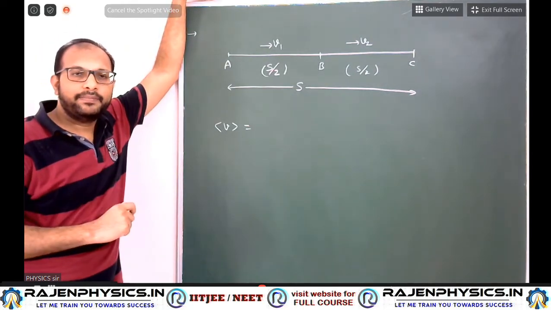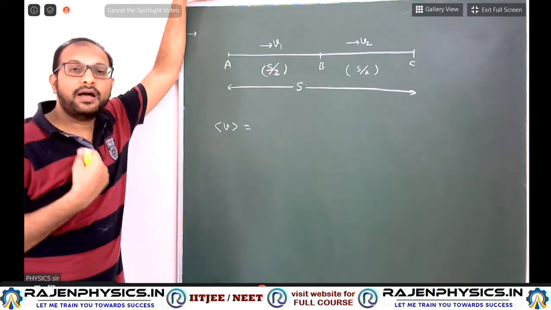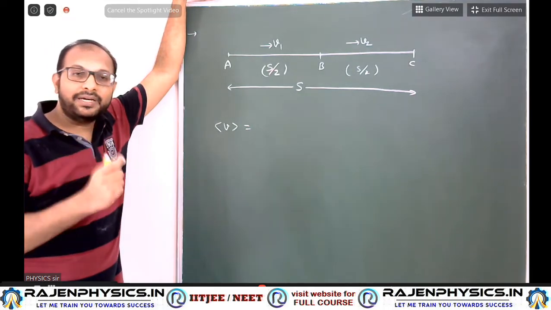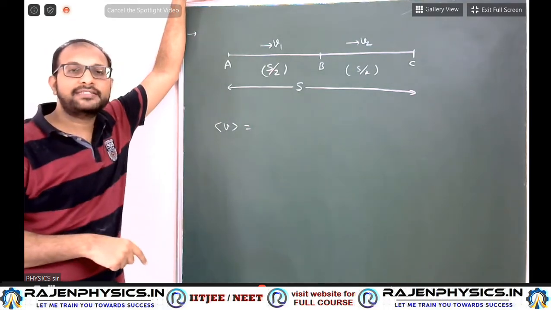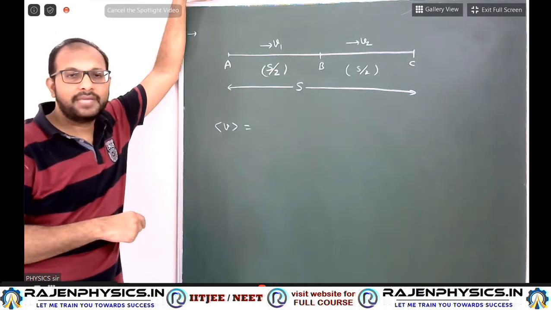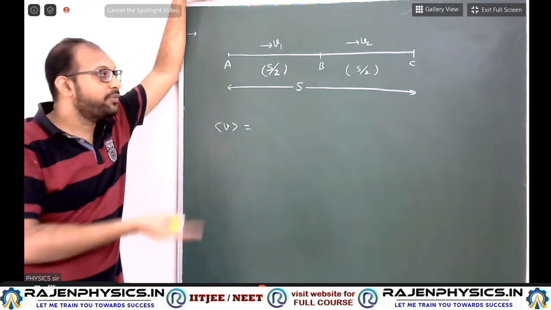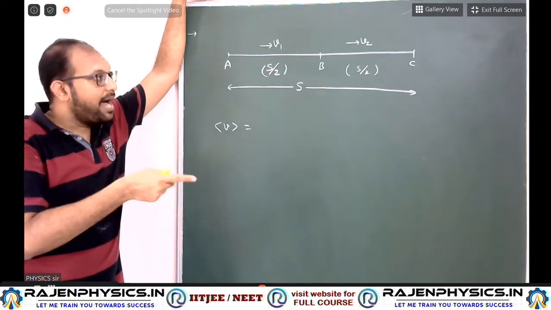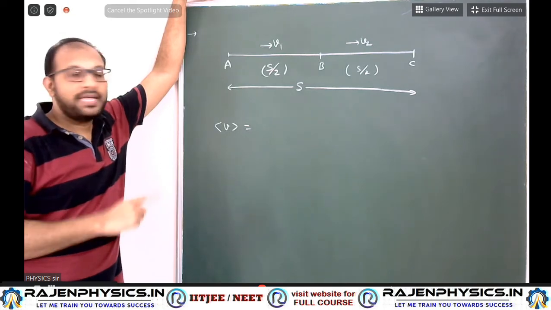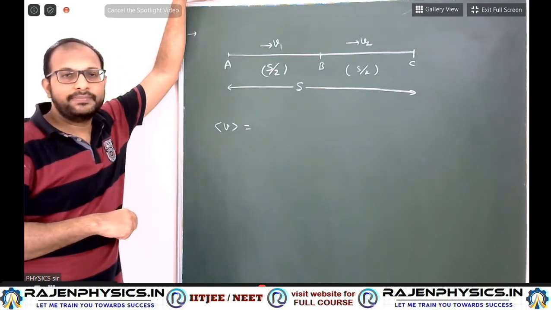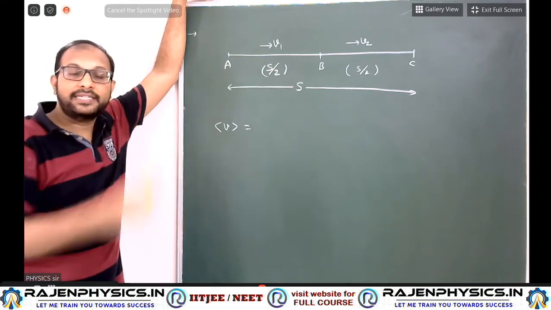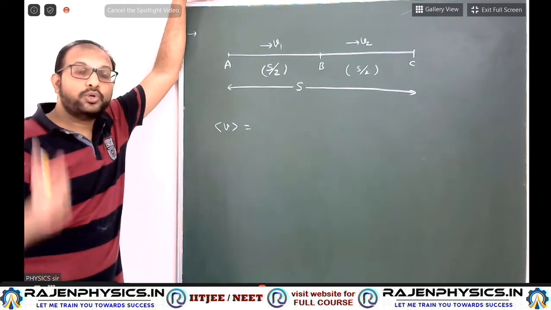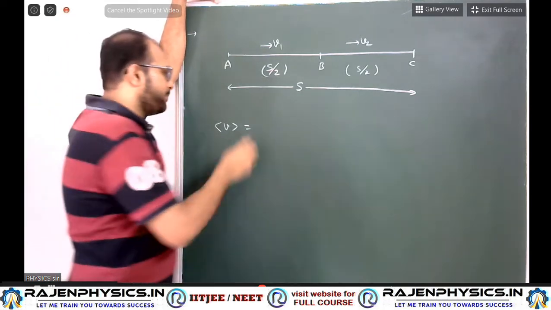Students, here one particle moves along the positive x direction without any return journey, covering the first half of the total distance with velocity v1 and the second half of the distance with velocity v2. Then we need the average velocity. Yes, students, what is the basic formula? Total displacement by total time.